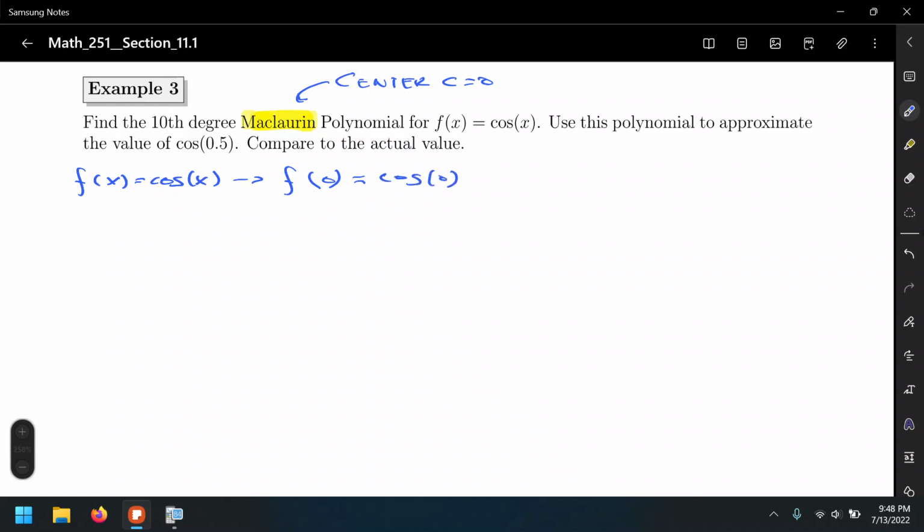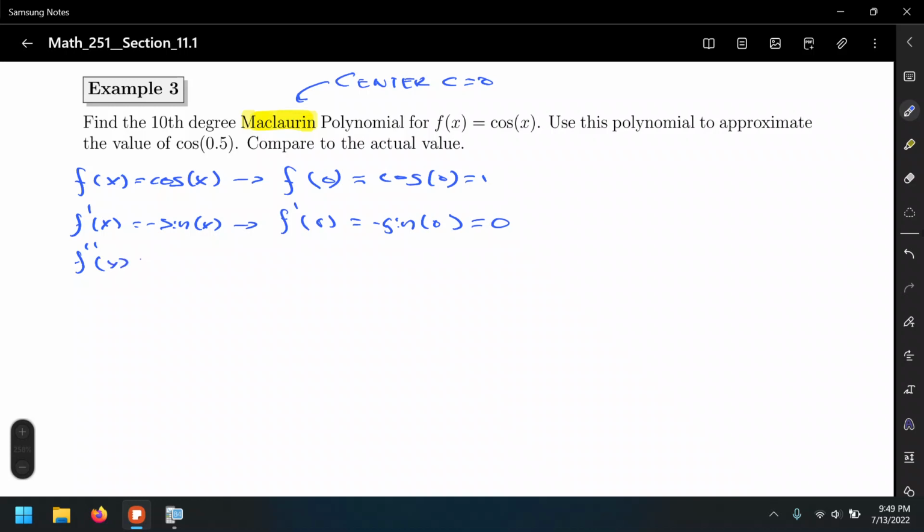Cosine of 0 equals 1. Find the derivative of cosine, which is negative sine, and evaluate the first derivative at 0, rather, not at 1. That's negative sine of 0, which is 0.